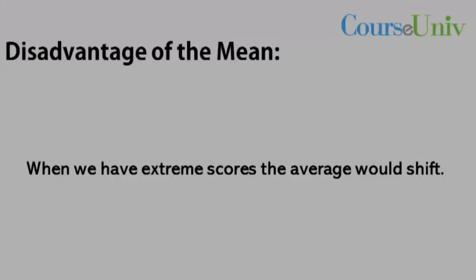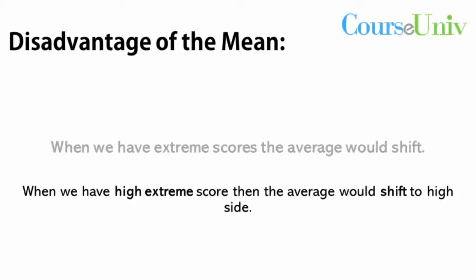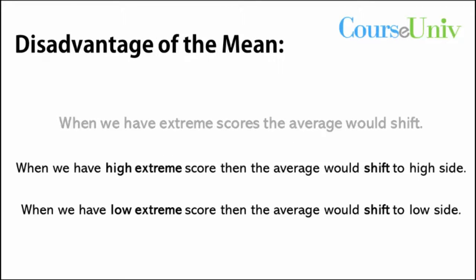So when you have a very extreme score, it shifts the average towards it. If you have a high extreme score, the average will shift towards the high side. If you have a low extreme score, the average will shift towards the lower side. So average might not be representative of the group. In these cases, there is another statistic which is representative of the group.